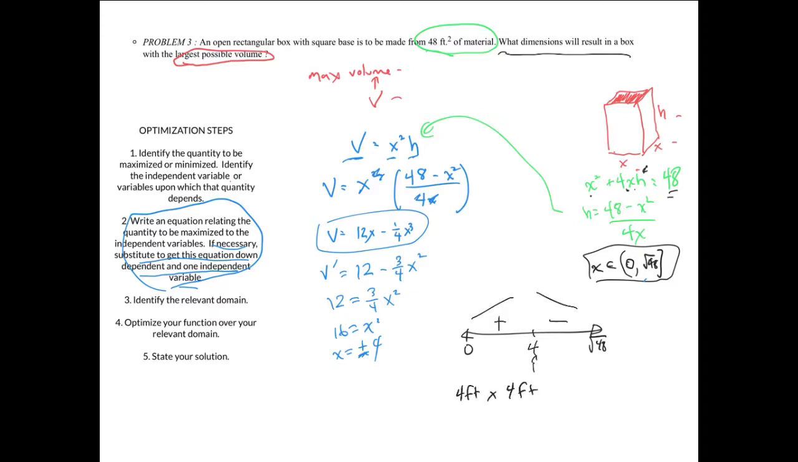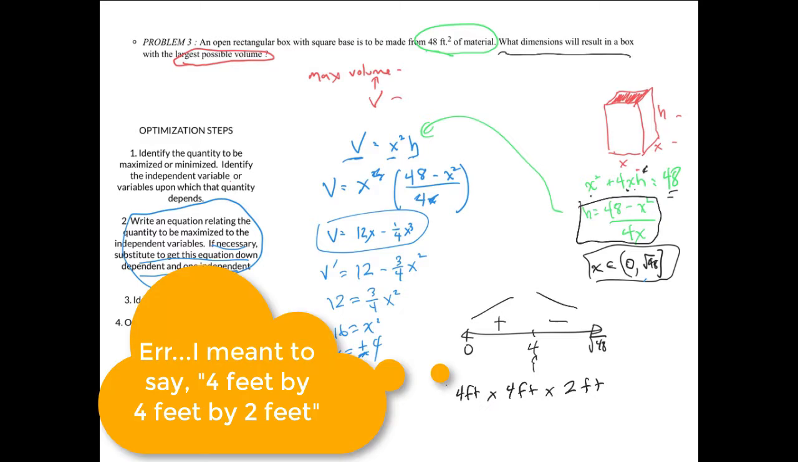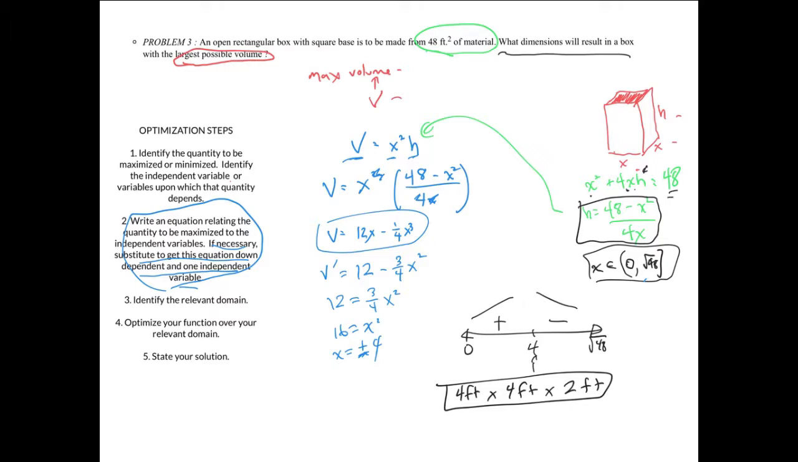And then to find the third dimension, which is the height, I can go to this equation right here and plug that 4 in for x. So that will be 48 minus 16, which is what, 32 over 16, so that would be 2. So it's 4 feet by 2 feet by 2 feet. And that would be the solution to that problem. So let's move to another example.